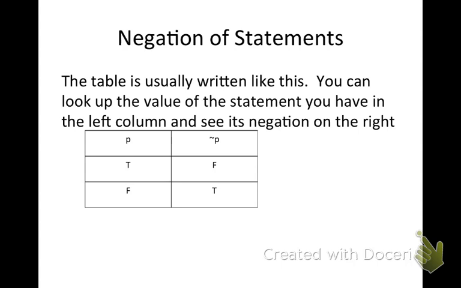So here's a less fancy version of the truth table. This is more like what you'll see. When you have statement P, you only have one statement, and for one statement, there's only two choices of what it can be.